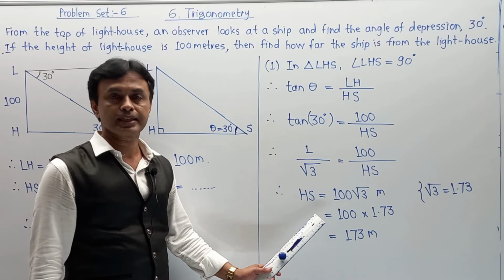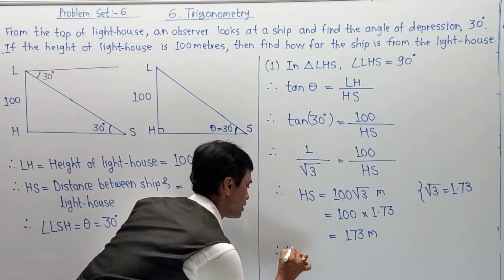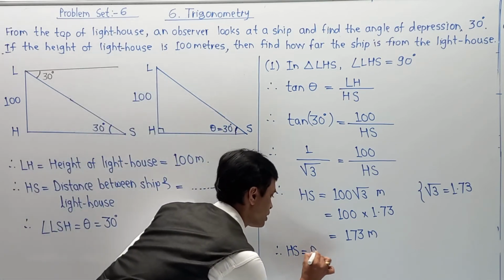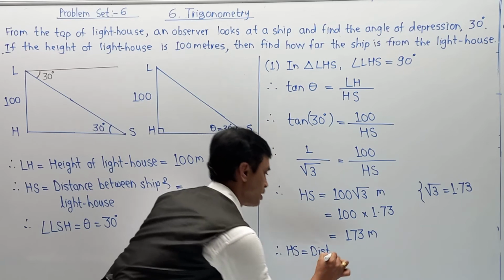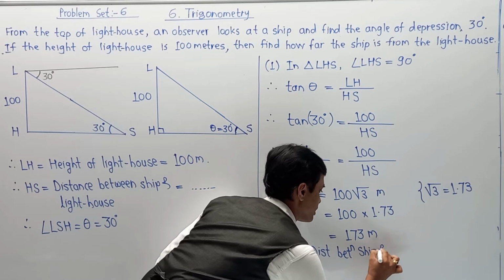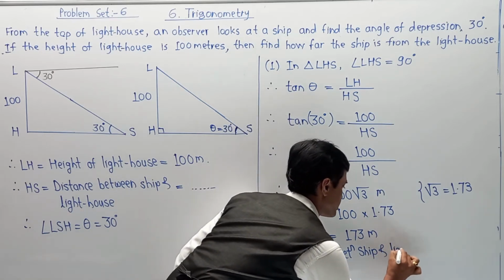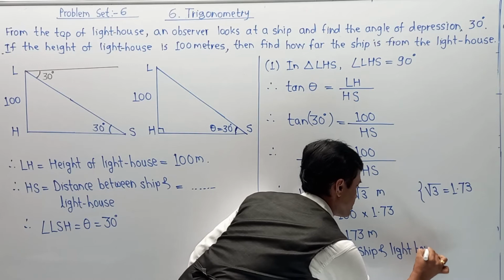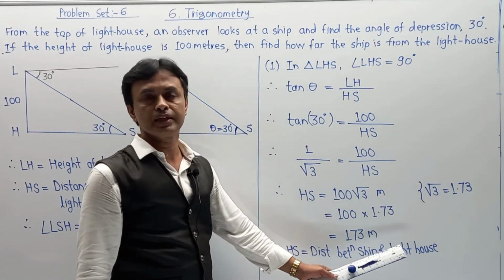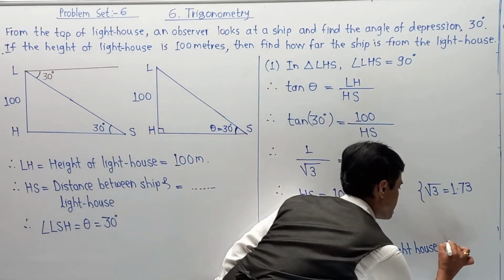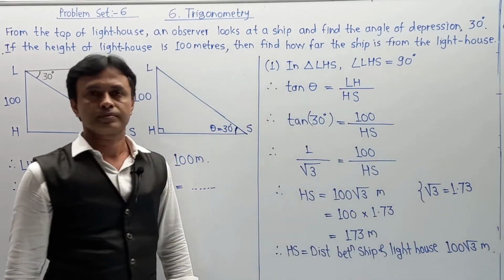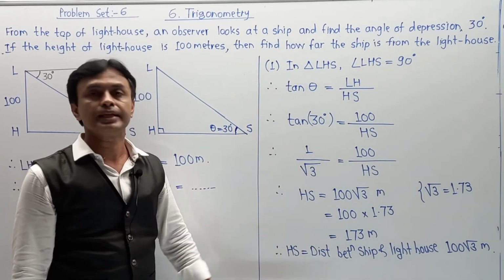Therefore HS, that is nothing but the distance between ship and lighthouse, is equal to 100 root 3 meters, or you can also write 173 meters. Both ways it is correct. In this way you can complete the entire numerical.